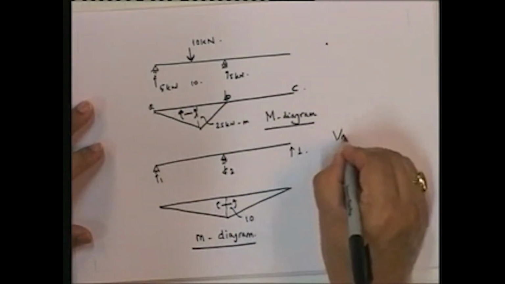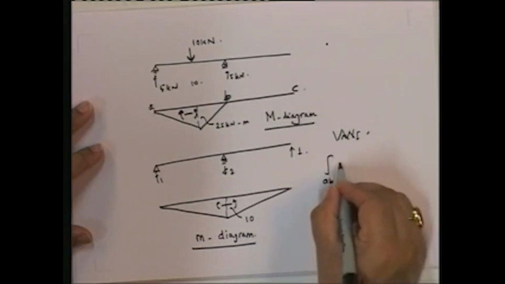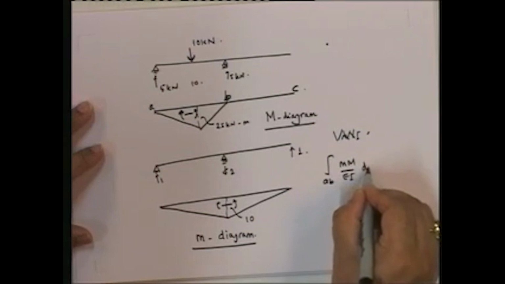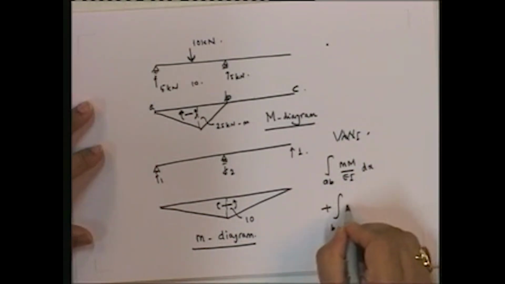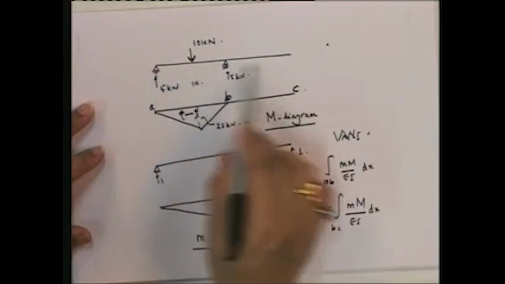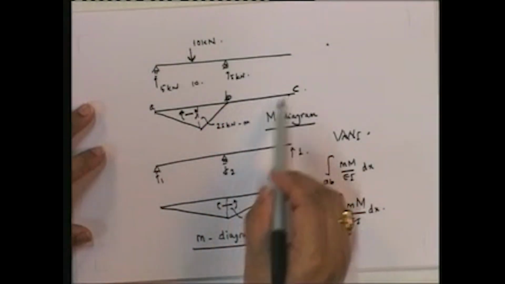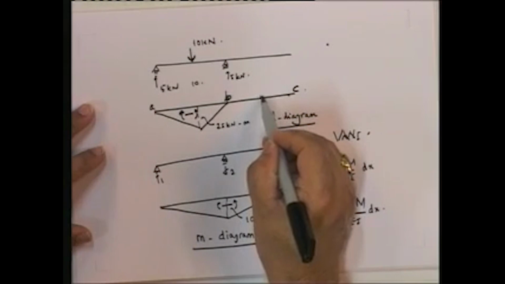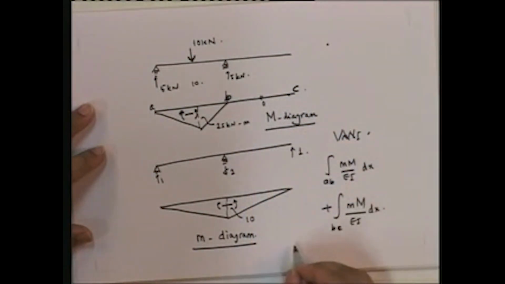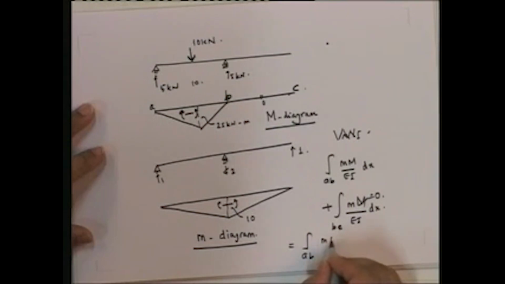Now the internal work done is going to be equal to the integral over AB of small m M upon EI dx plus the integral over BC of small m M upon EI dx. We will assume that the EI for both spans is the same. But look at this: in BC, M is equal to 0. So since M is equal to 0 there, this integral essentially becomes only over AB.